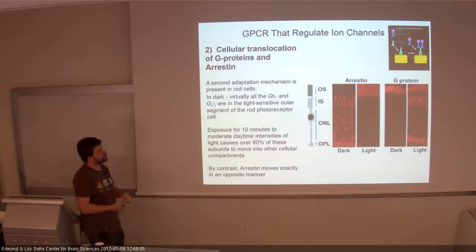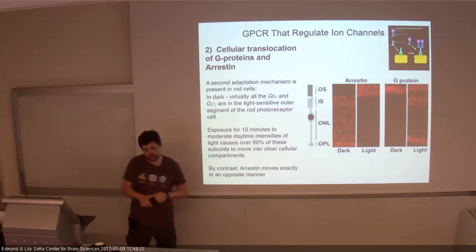No, I don't think that the whole membrane is going down. It seems like a relatively long process. Yeah, it happens in 10 minutes. So it takes 10 minutes of exposure to have this effect. So it's relatively fast.